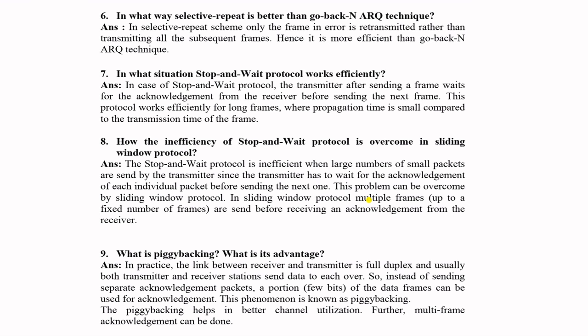Now the last question is, what is piggybacking and what are its advantages? The link between receiver and transmitter is full duplex, and usually both transmitter and receiver stations send data to each other over that channel. So instead of sending separate acknowledgement packets, a few bits of the data frames can be used for the acknowledgement. This phenomenon is known as piggybacking. Piggybacking helps in better channel utilization, and multi-frame acknowledgement can be done.